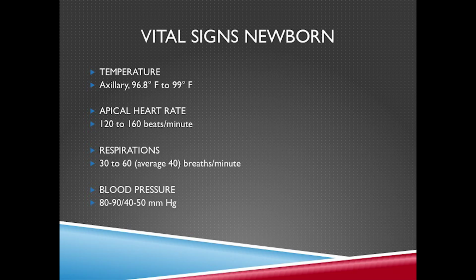As far as temperature for a newborn, normal temperature is 96.8 to 99. And you're going to take their temperature in their axillary, making sure that you're putting the temperature probe in the middle, touching the skin in the axillary region of their armpit. Their apical heart rate, normal is 120 to 160. Their respirations are 30 to 60. And a normal blood pressure in a newborn is 80 to 90 systolic and 40 to 50 diastolic.